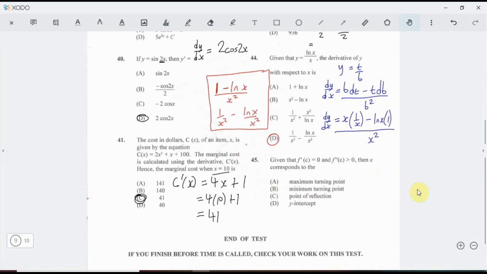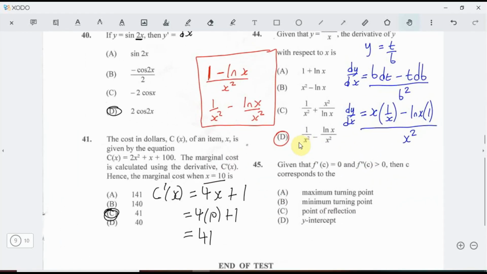The last question right here says, given that f prime of c equals 0, so we know it's a stationary point once the first derivative is 0, and the second derivative at c is greater than 0. When it's greater than 0, it's a minimum stationary point. So it's a minimum turning point, option B. Don't need to do anything.